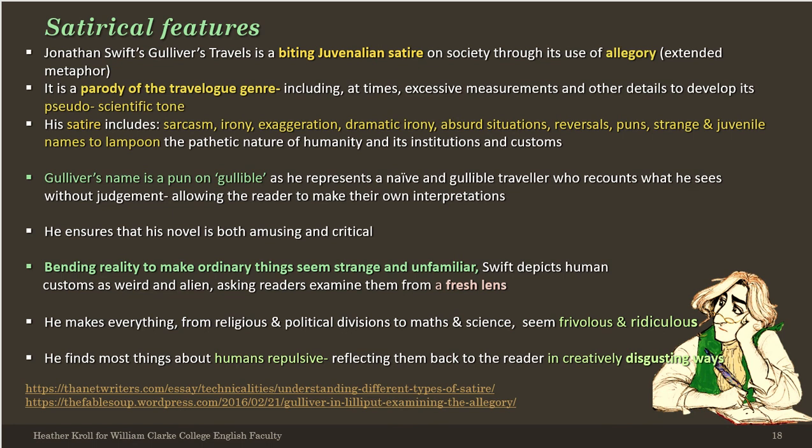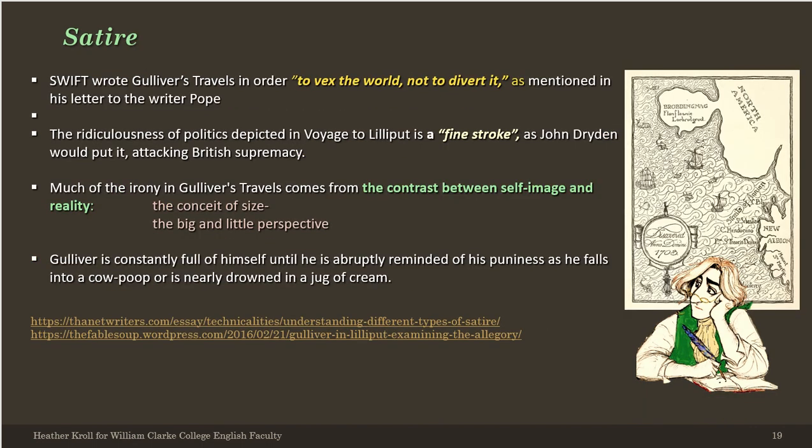And people's paws and their noses. And part of that is all the conceit of size. Swift wrote, he had lots of writer friends actually. He wrote to one friend, Alexander Pope, a very famous writer, that he wanted to write Gulliver's Travels in order to vex the world, not to divert it.